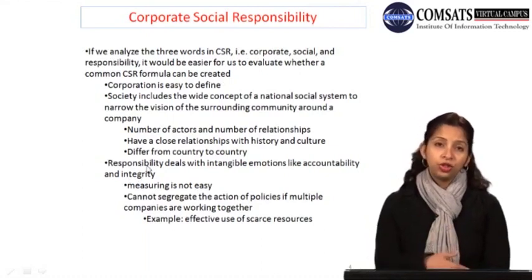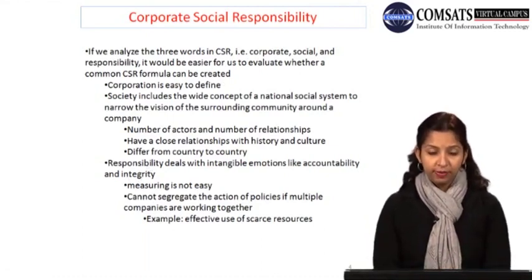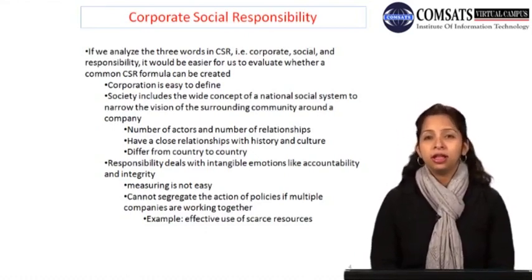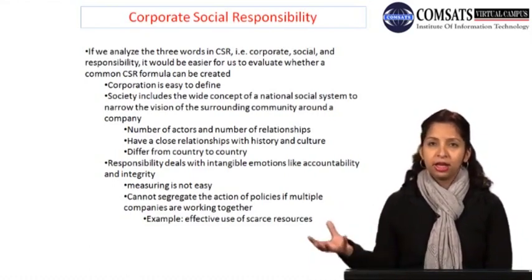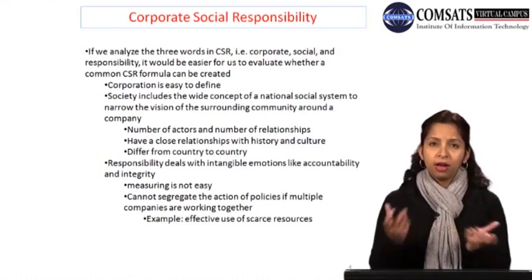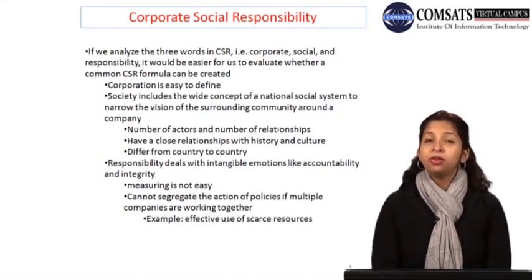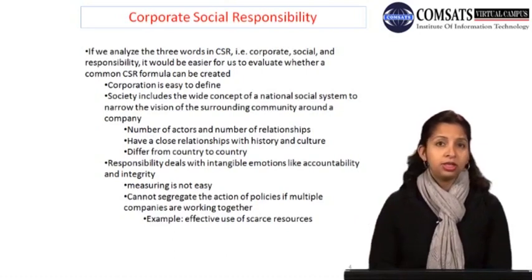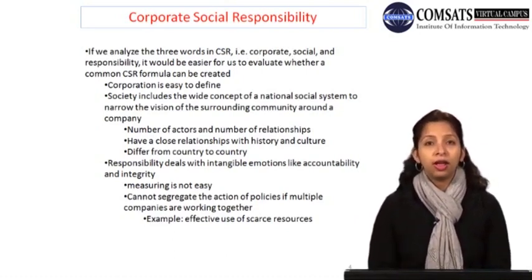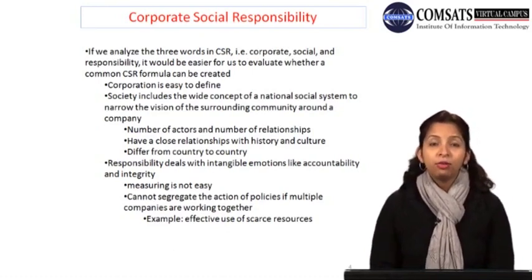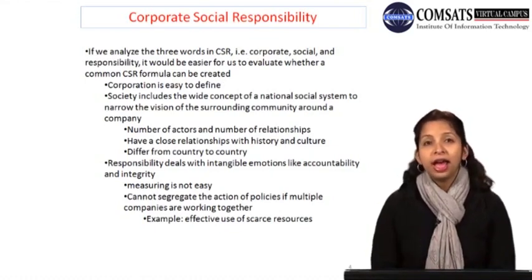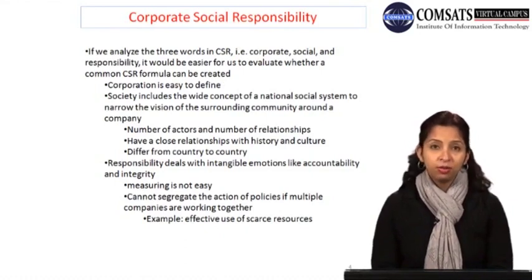The third word which is included in corporate social responsibility is responsibility. Now, responsibility deals with intangible emotions like accountability and integrity. And as I said, tangible cheez ko measure karna bahut aasan hai. Aapke paas ek solid form hai, aapne weighing scale par rakha, aapke paas weight aa gaya. Aapke paas monetary form hai, aapne count kiya, aapko pata chal gaya ki woh kitni hai. But when you are talking of an intangible thing, something that you cannot touch, cannot hold, cannot really see, usko measure karna bahut difficult hota hai. And responsibility is that one thing, because it basically consists of emotions like accountability and integrity. So as I said, measuring responsibility is not easy.